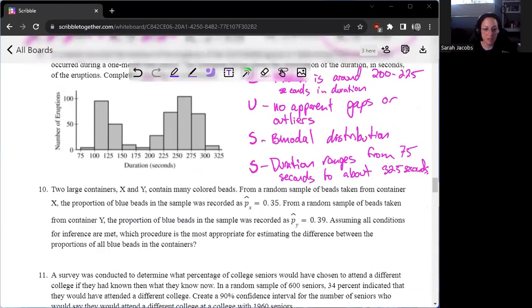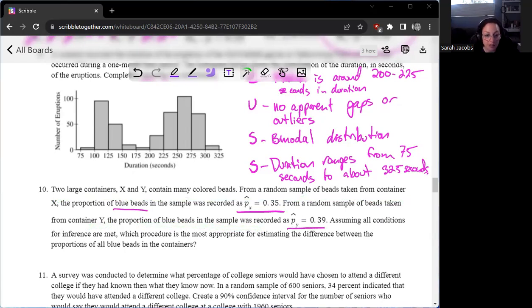Sweet. Number 10. Two large containers, X and Y, contain many colored beads. From a random sample of beads taken from container X, the proportion of blue beads in the sample was recorded as p hat sub X is 0.35. So about 35% blue beads in sample X. From a random sample of beads taken from container Y, the proportion of blue beads in the sample was recorded as about 0.39, 39%.